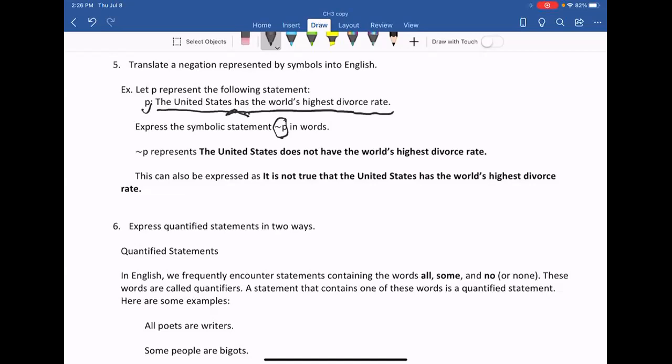We have two ways. The first way I can say, the United States doesn't have the world's highest divorce rate. Another way is, it is not true that the United States has the world's highest divorce rate.